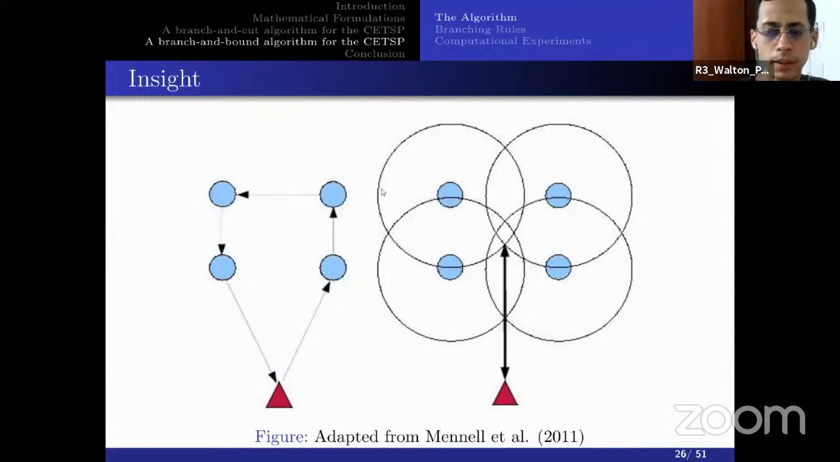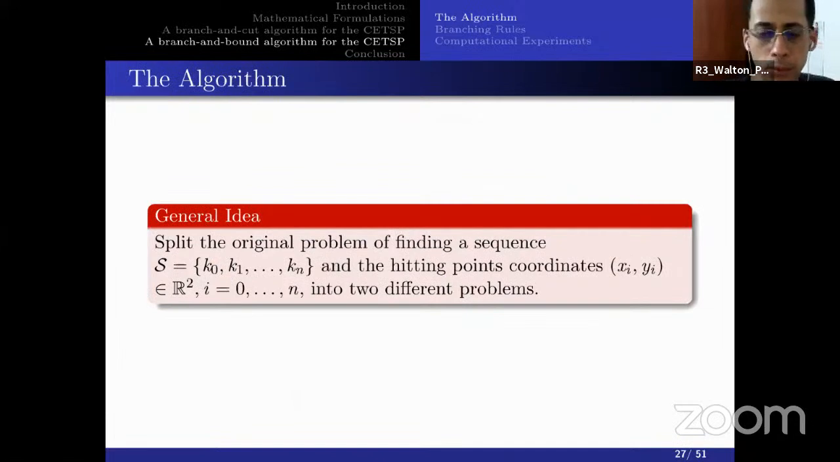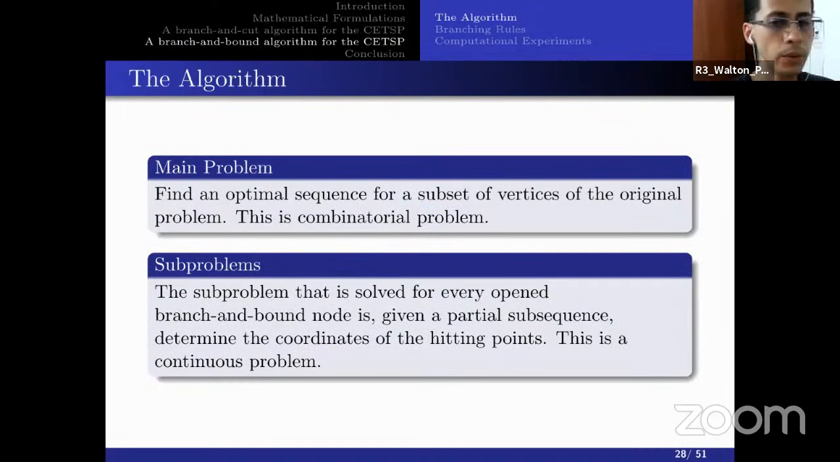But close enough, since the vertices can actually overlap, I might not need to do so many turns. If I define one visiting point here and I visit this point, for this example, I'm visiting all the vertices. So we are going to explore this idea in the branch and bound algorithm. So now we split the problem again into two different problems, which is finding the sequence and then finding the hitting points, or the coordinates where I'm going to visit the vertices. So the main problem here is going to be finding the sequence. The sub-problem is going to be computing the cost of the subsequence.